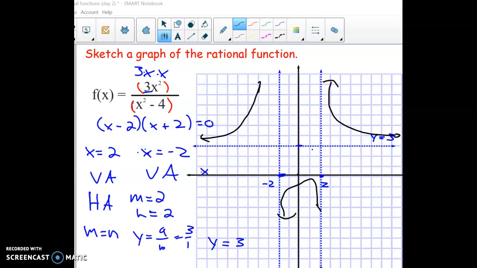All right, that's it. So that's kind of the whole process with all the asymptotes and using a calculator from there.